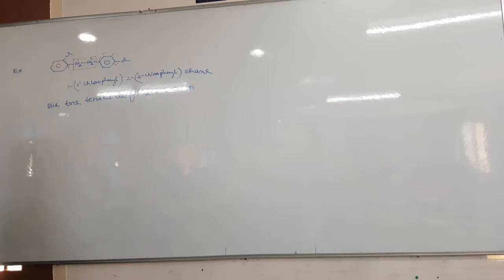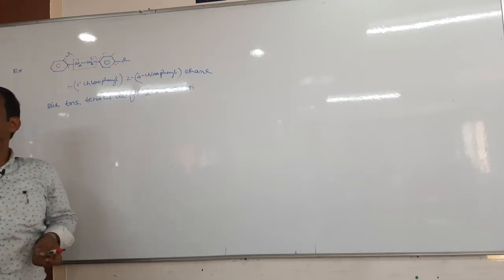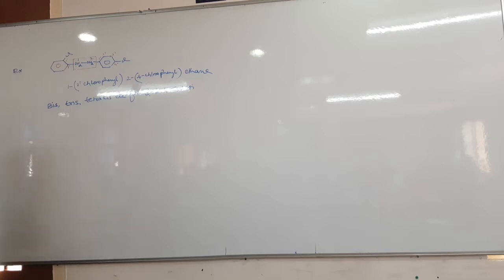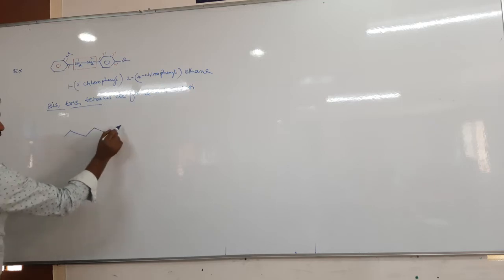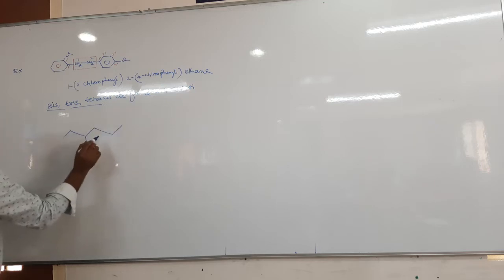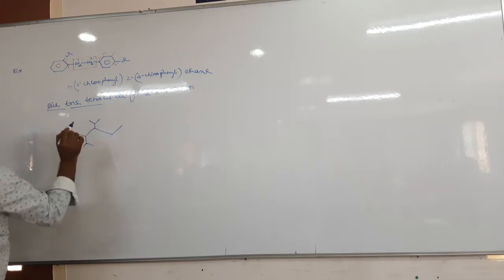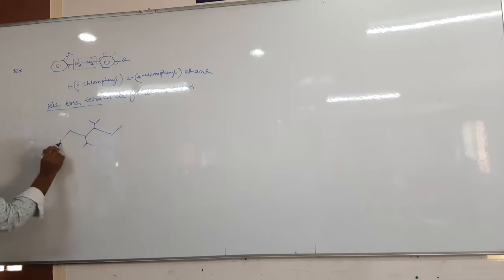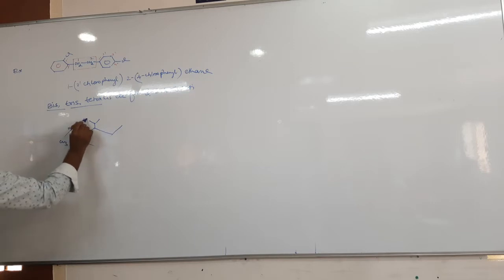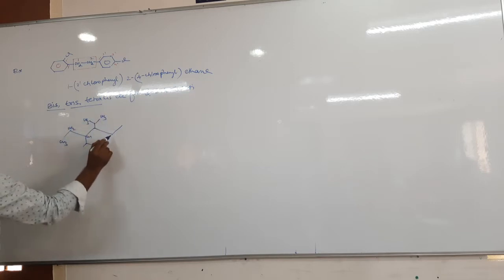If it is a simple substituent, you can use di, tri, tetra, penta, hexa. But if there are complex substituents, instead of di, tri, bis, tris, tetrakis can be used. For example, what is the name of this methyl group, right? CH2, it is a CH, write the IUPAC name.